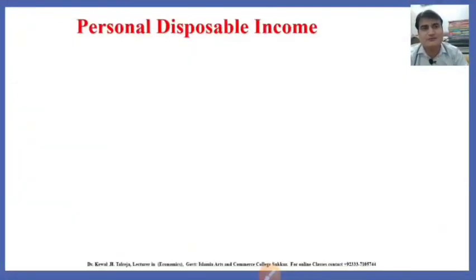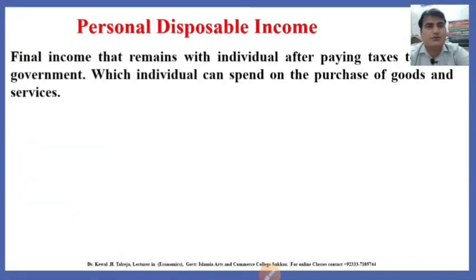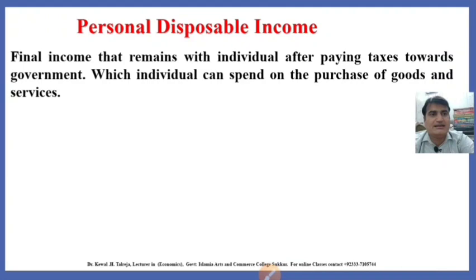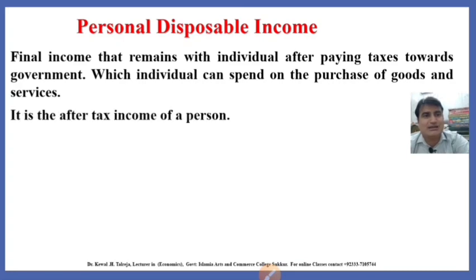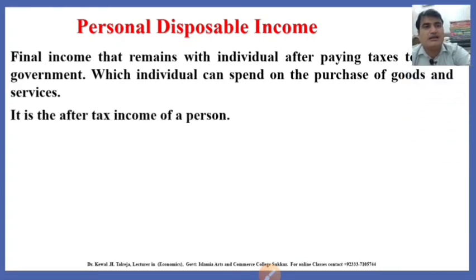So what is personal disposable income? Personal disposable income means the final income that remains with the individual after paying taxes towards the government, which the individual can spend on the purchase of goods and services. It means the income which remains in the hand of the individual after paying off the taxes towards the government. This is called the personal disposable income. It is the after tax income of a person.